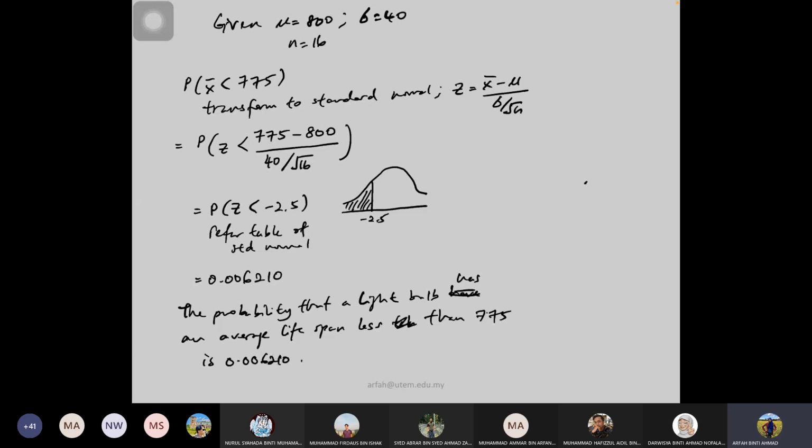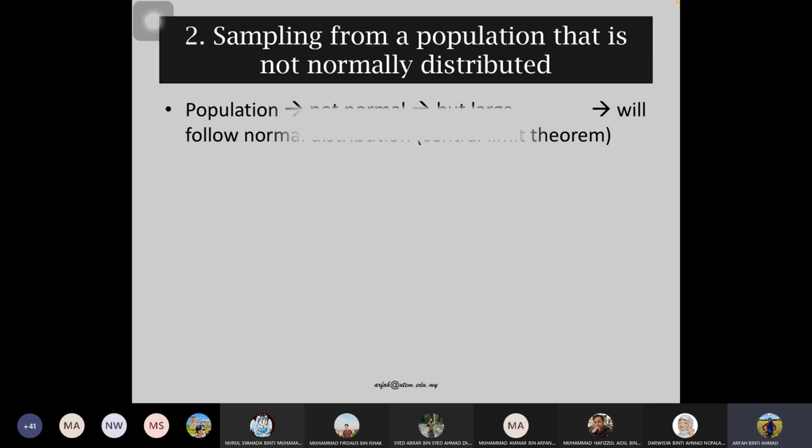Okay. This is for the case that population follow normal distribution. Then kita ada sampling from population that is not normally distributed. Okay, so I hope everyone is done with this one. So the next part, sampling untuk case kedua that is not normally distributed. Meaning that awak ada population dan population awak tak follow normal distribution.